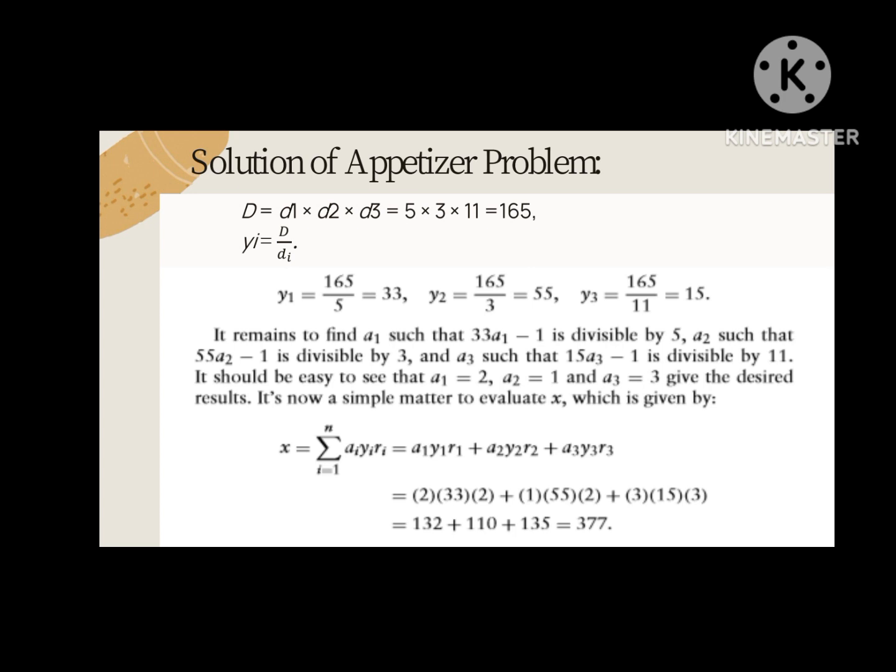It remains to find a1 such that 33 a1 minus 1 is divisible by 5, a2 such that 55 a2 minus 1 is divisible by 3, and a3 such that 15 a3 minus 1 is divisible by 11. It should be easy to see that a1 is 2, a2 is 1, and a3 is 3 give the desired result.